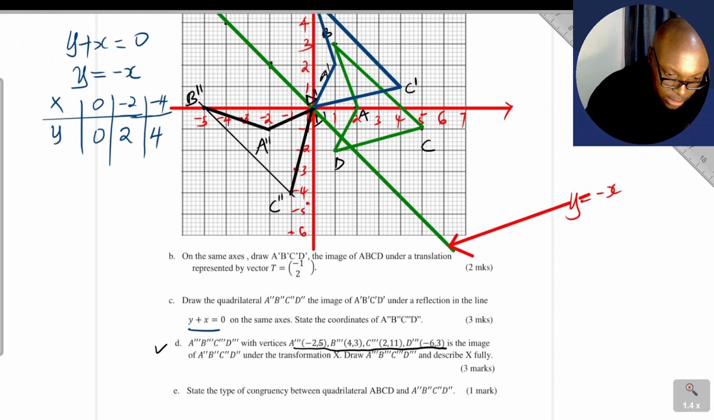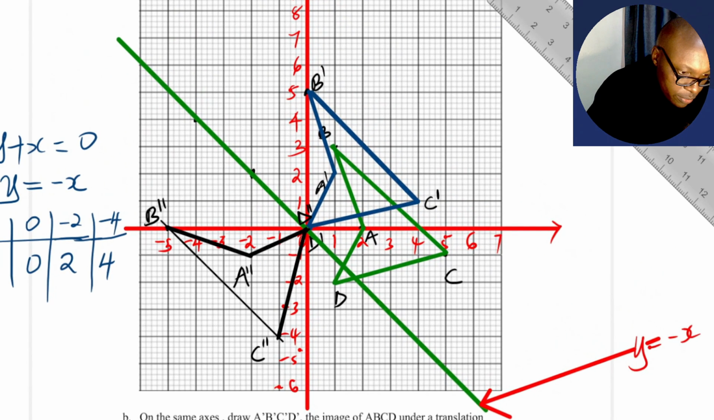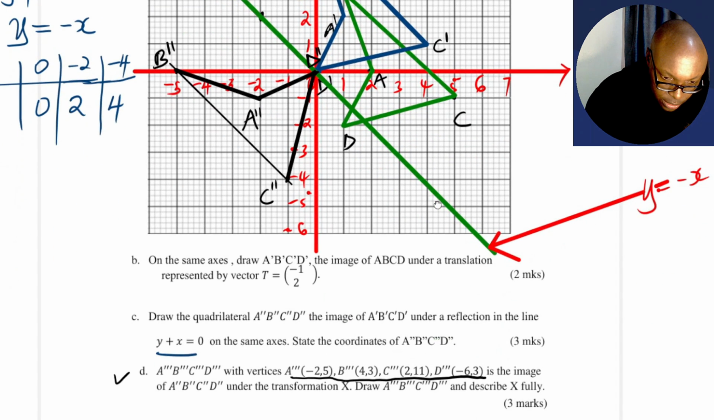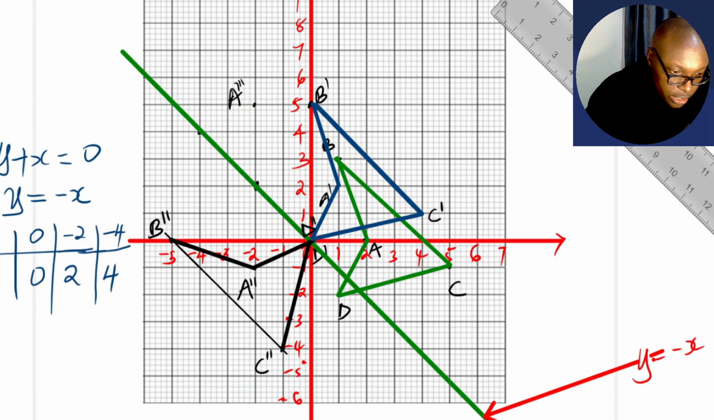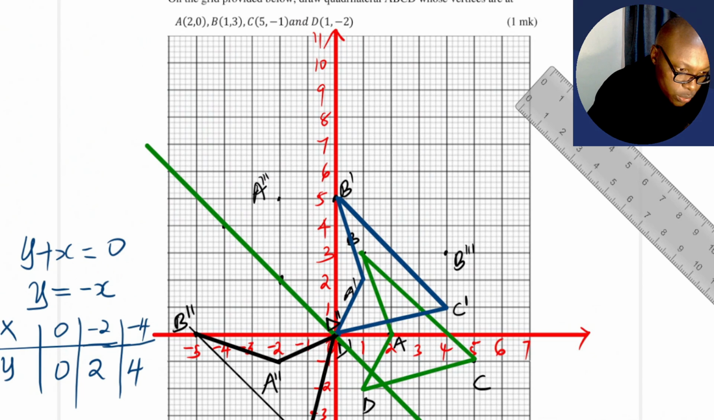A3 is (-2, 5). So (-2, 5) is here, and that is A3. The next one, B3, is (4, 3), and that is here. So that is B3. And then the next one, C3, is (2, 11). Oh, almost out. We are lucky it is not getting out. C3 is there.